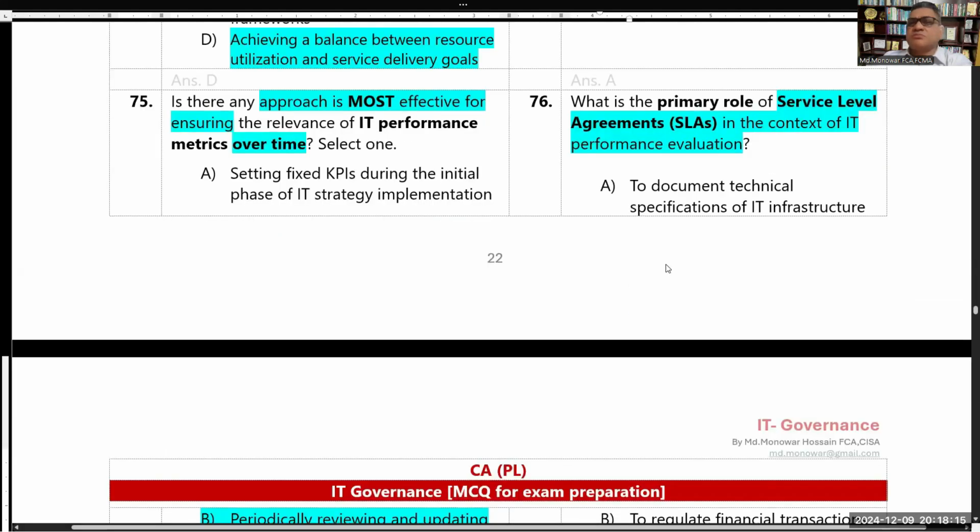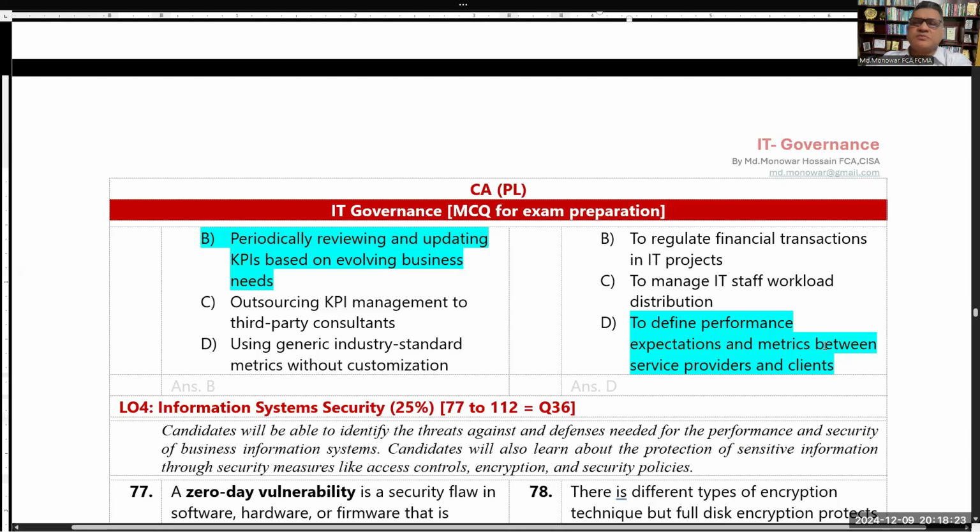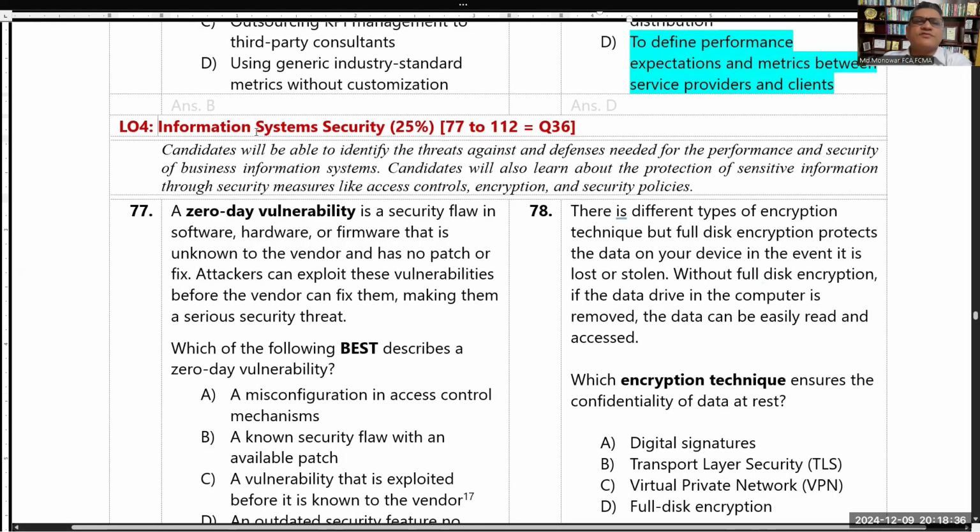Answer D. The primary role of a service level agreement in the context of IT performance evaluation is to define performance expectations and metrics between service providers and clients. Answer D. Now the learning of information security weight is 25%, and here 36% is the weighting.